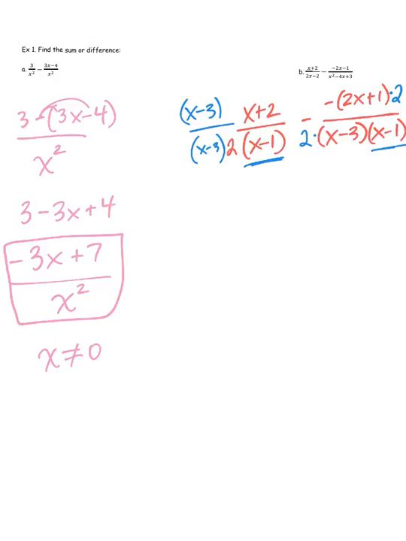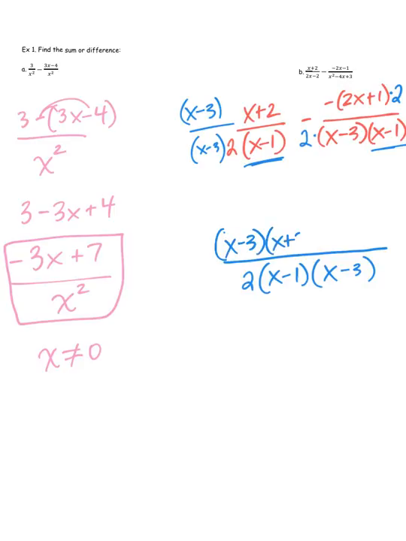So let me just rewrite this so it looks very nice. Notice we have that common denominator now, so I can just make this one fraction. In my denominator, I have 2, x minus 1, x minus 3. In my numerator, I have x minus 3, x plus 2. But then I'm subtracting a negative, so obviously that just becomes a positive, plus 2x plus 1 times 2.